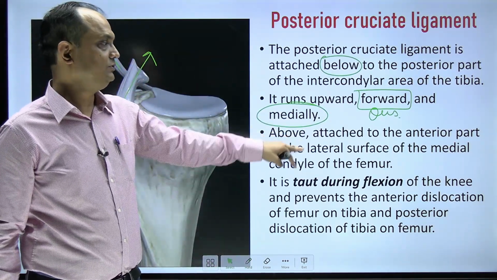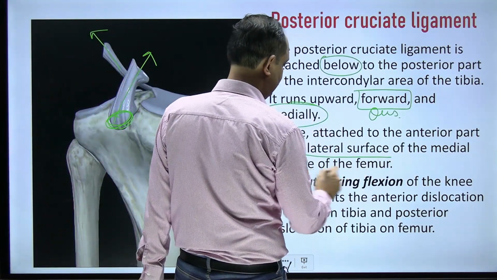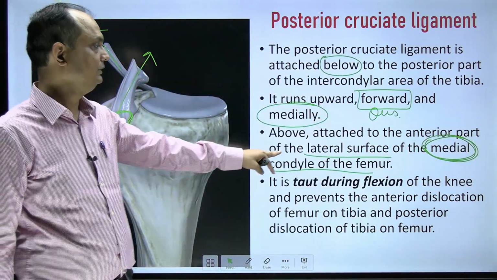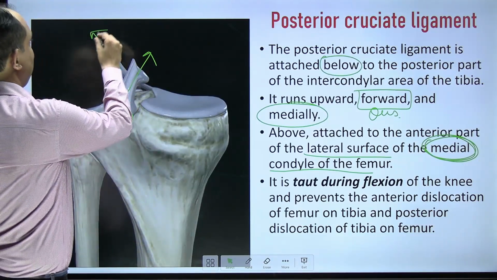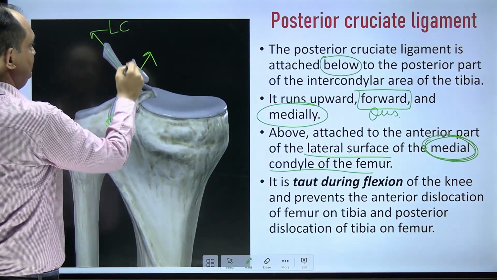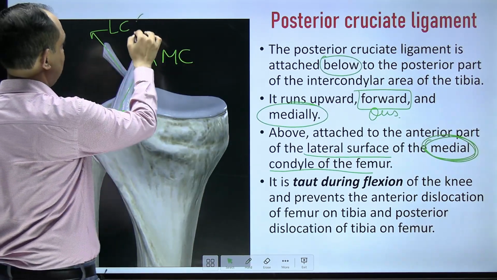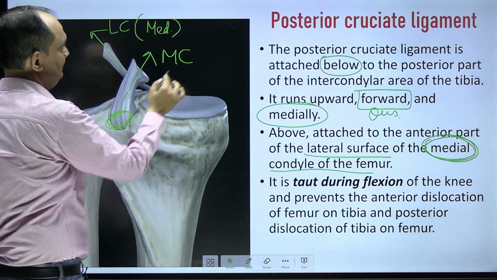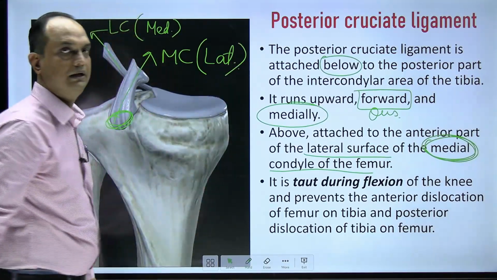So what is the upper attachment? It attaches to the anterior part of the lateral surface of the medial femoral condyle. So which surface is it attaching to? On the lateral surface of the medial condyle. Clear? So ACL attaches on the lateral condyle, PCL attaches on the medial condyle. ACL attaches on the medial surface of the lateral condyle, while the PCL attaches on the lateral surface of the medial condyle.